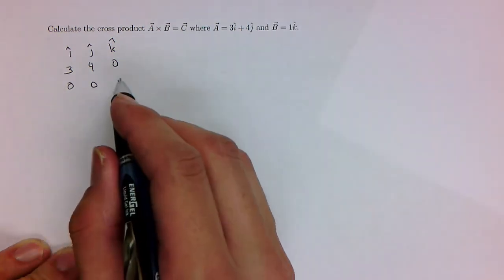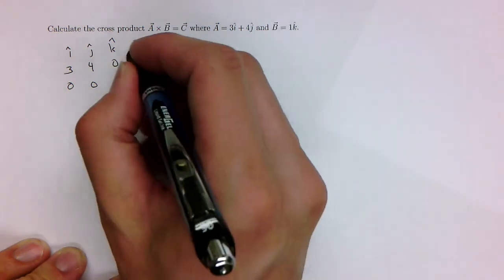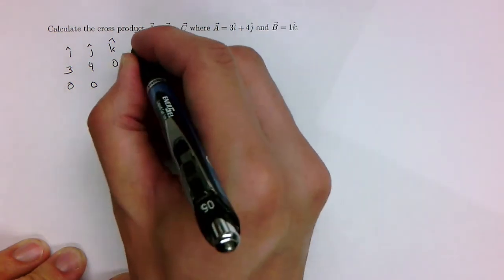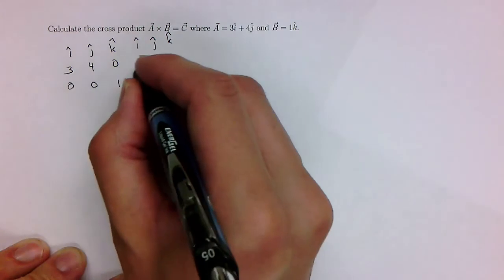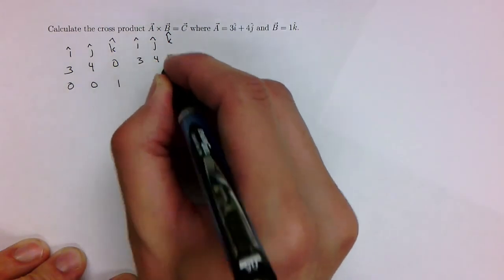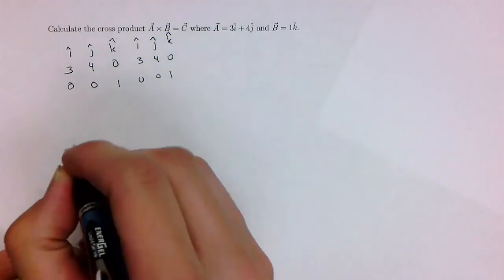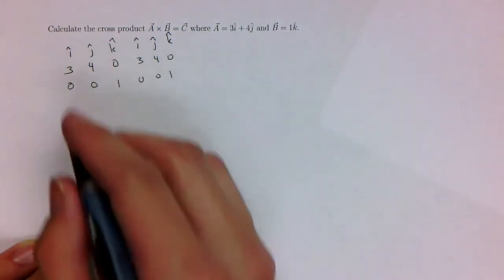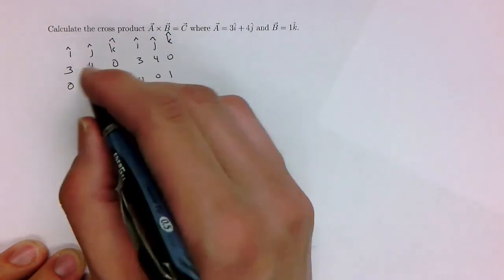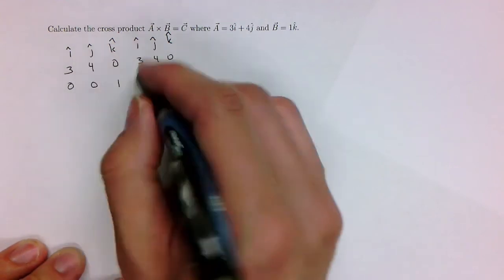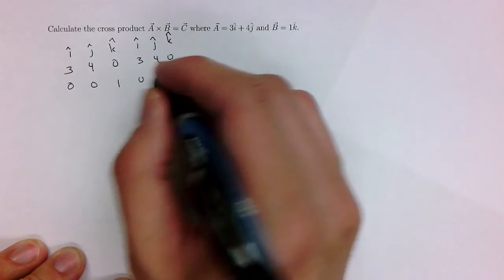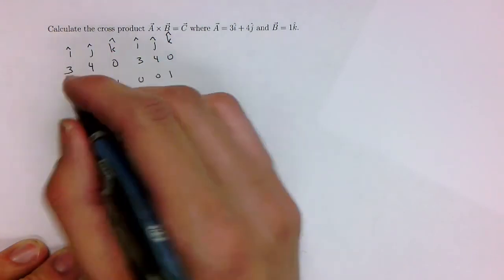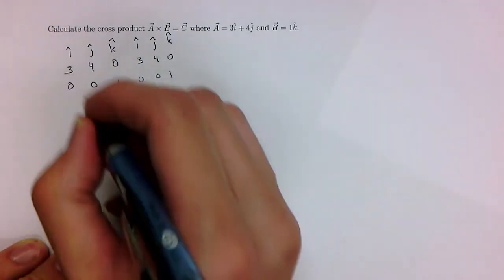So now, here's the trick. I'm going to duplicate this again. It's going to be I hat, J hat, K hat, and I'm going to duplicate everything: 3, 4, 0, 0, 0, 1. Okay, now to calculate C, I just have to do a simple multiplication on all the crosses here. So everything that slants this way, forward slashes, will be positive, backward slashes will be negative. All right, so let's get started.